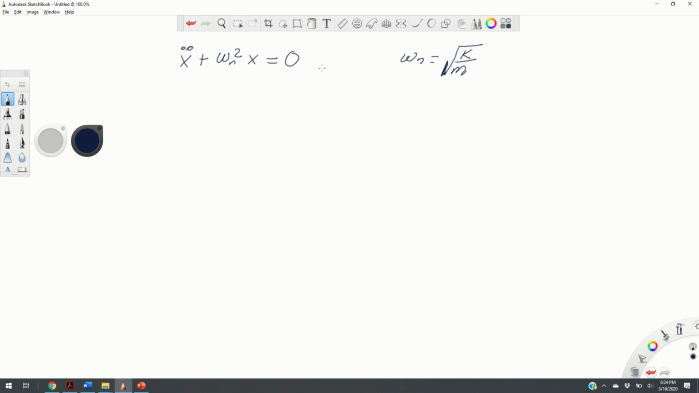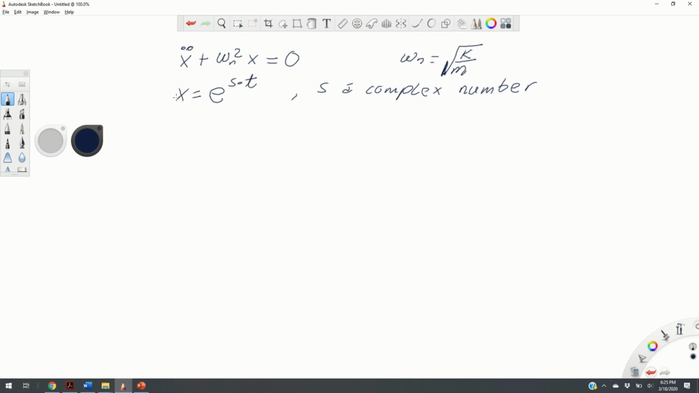Our next goal is to solve the equation of motion. In order to solve this equation of motion, we need to introduce a trial function. So this trial function will have the following form. It's going to be exponential function e to the s times time, where s is a complex number. So s in general case is a complex number.